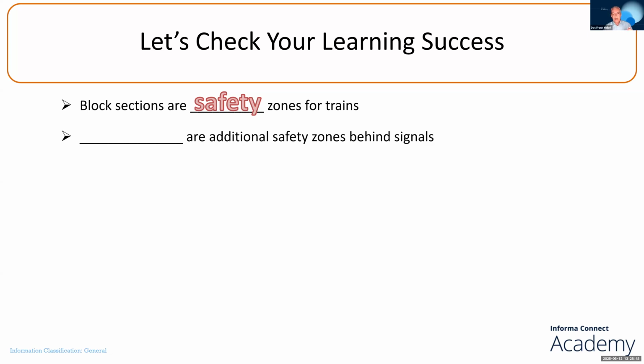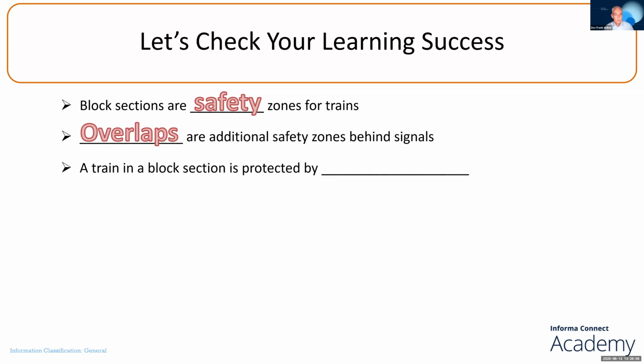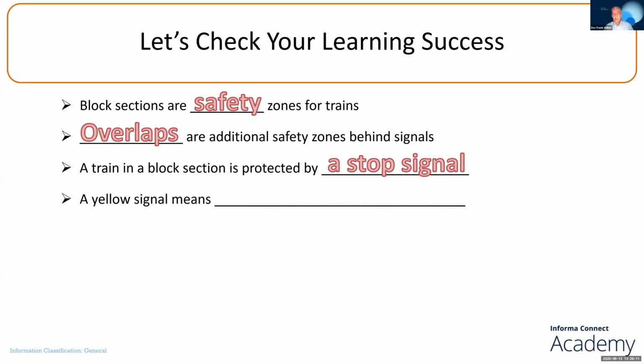Additional safety zones behind signals, how are they called? You probably remember overlaps. Third one, a train in a block section is protected by what? What prevents another train from entering into the same block section? Yeah, it's a stop signal.